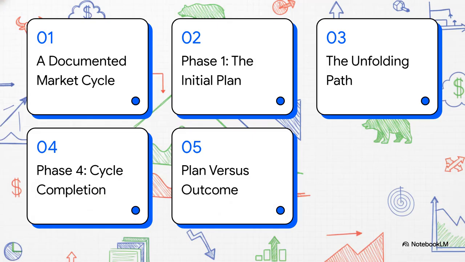Here's how we're going to break it down. We'll start with the blueprint, the initial plan set out in Phase 1. Then we'll follow the actual path it took, and trust me, it had a few surprises. After that, we'll see how it all wrapped up in Phase 4. And finally, put the plan and the outcomes side by side for a direct comparison. Let's get right into it.